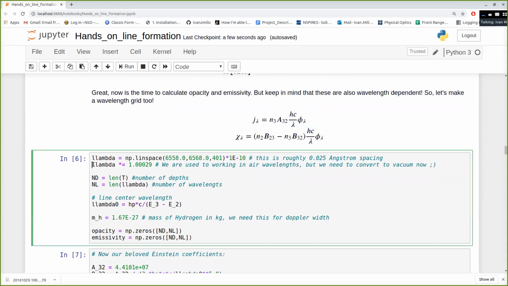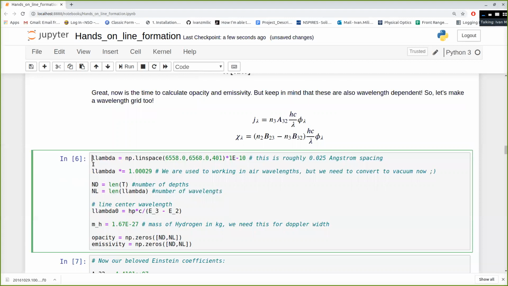So what I'm going to do here is make an array of lambdas, which goes some 10 angstroms around where I know that my H alpha is. H alpha is around 6562.8, something like that, and I'm converting it to meters here. I'm using about 400 points for the line profile, which should be enough.